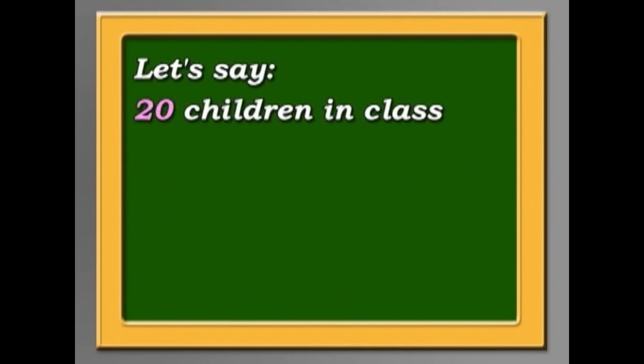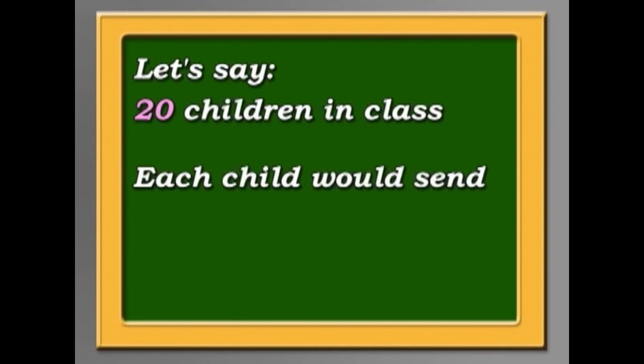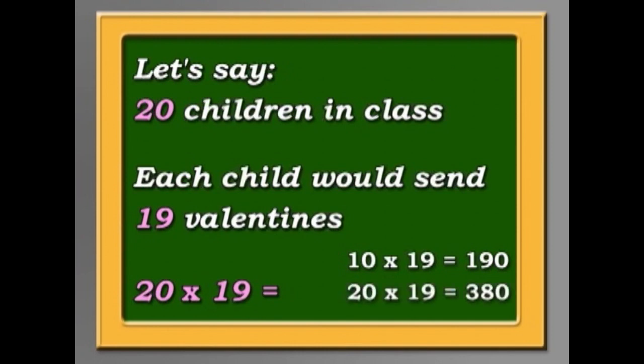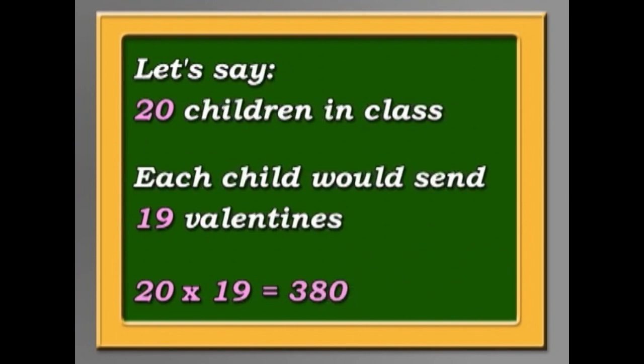Let me give you a little more help. Let's say there were 20 children in the class. That means that each child would send out how many valentines? 19. So let's multiply 19 and 20. 10 times 19 is 190. So 20 times 19 is double that. So that's 380. If we had 20 children in the class, they would send out 380 valentines.